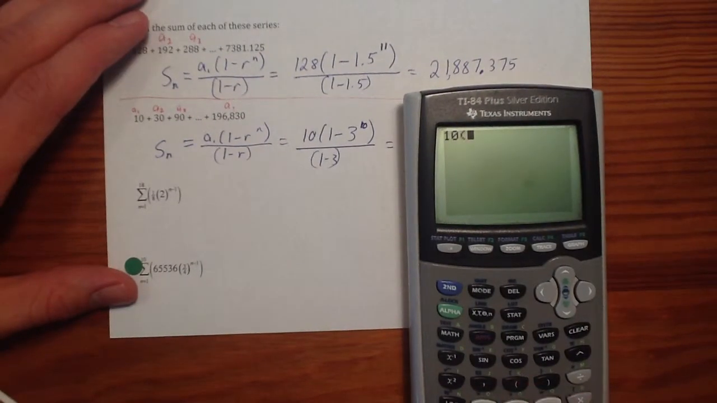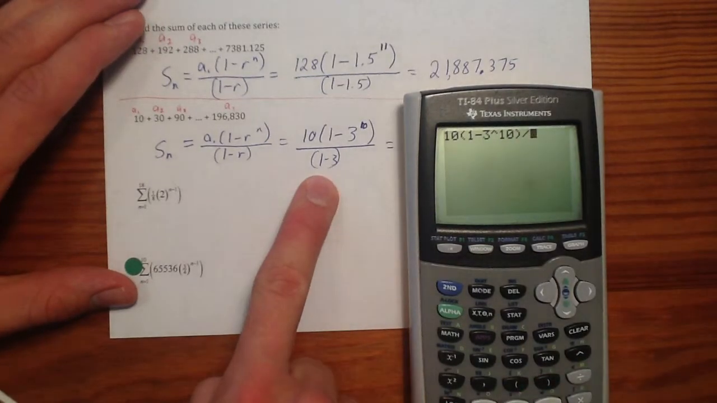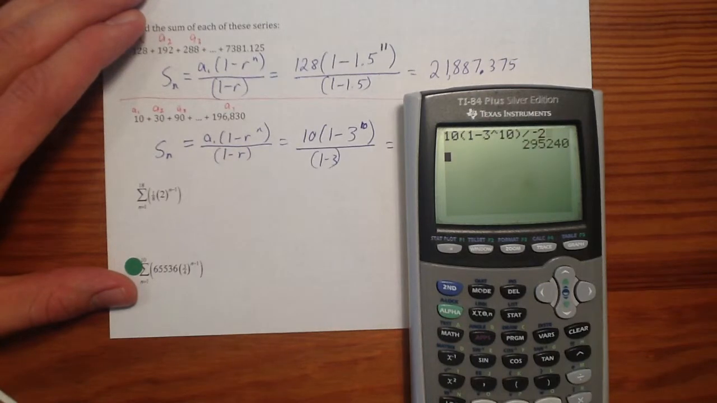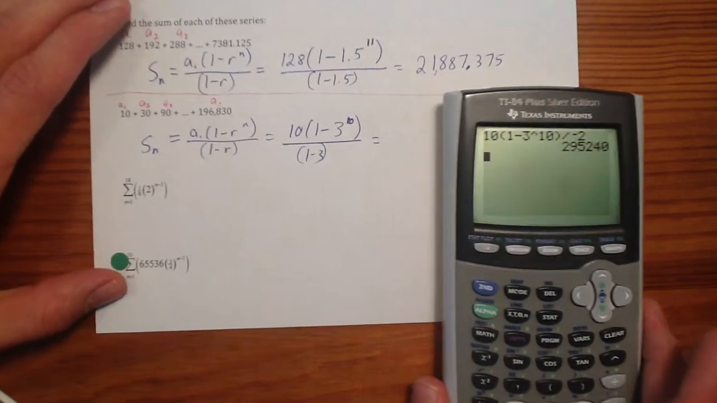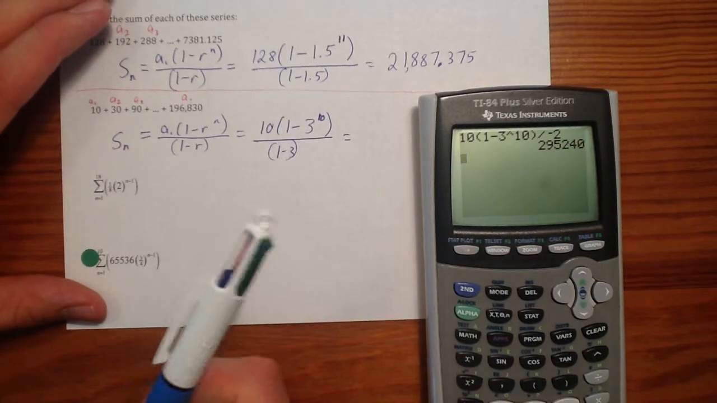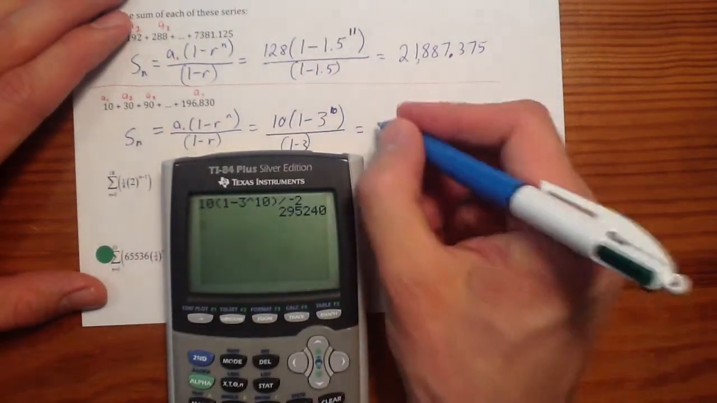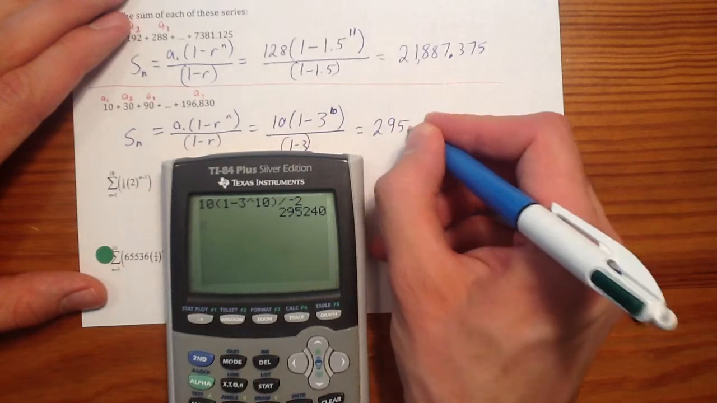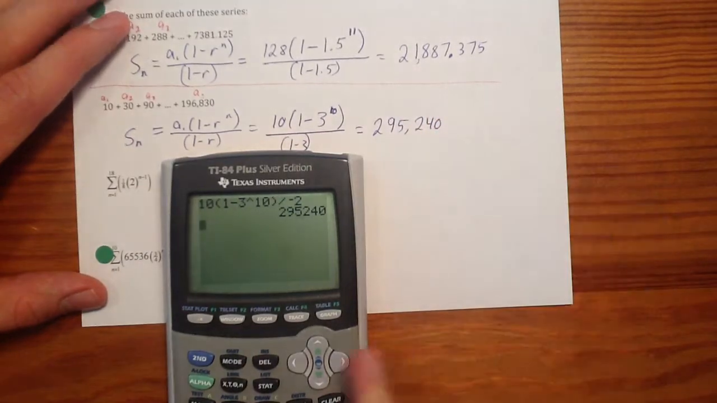10, 1 minus 3 to the 10th divided by, let's be realistic, you know what 1 minus 3 is. There we go, negative 2. And there's our answer. 295,240. There we go. We just found that one.